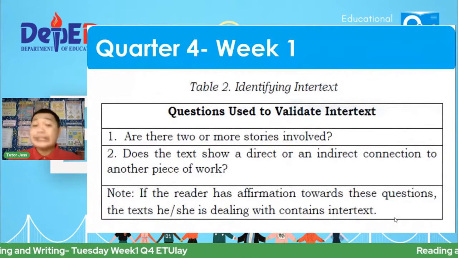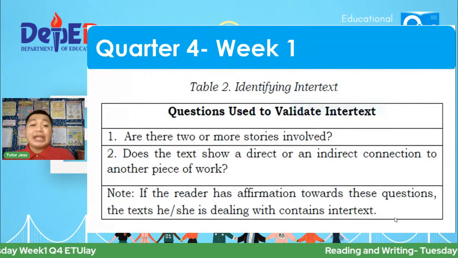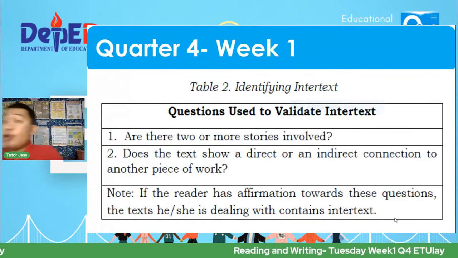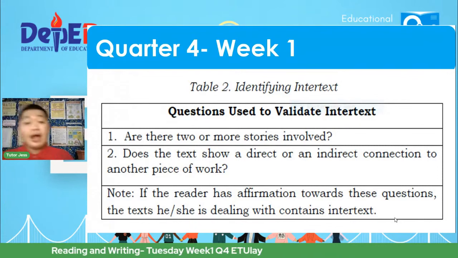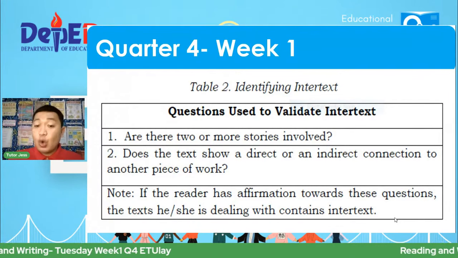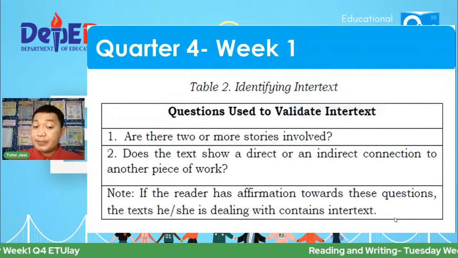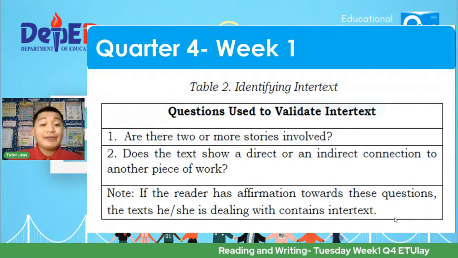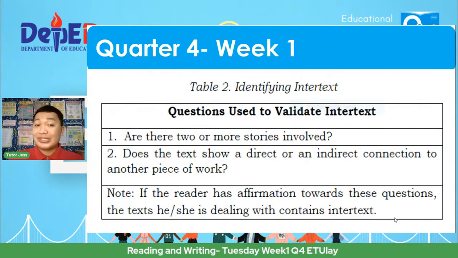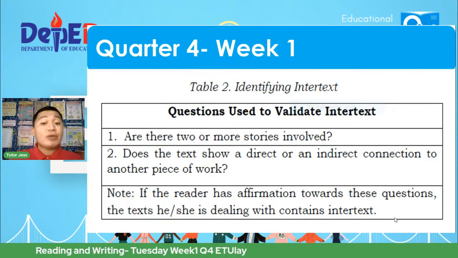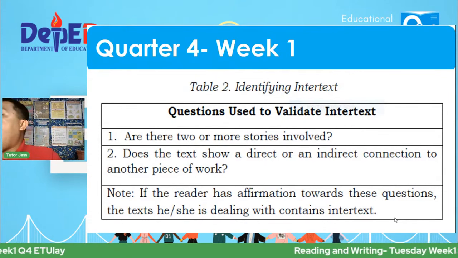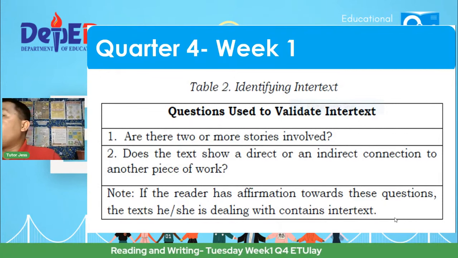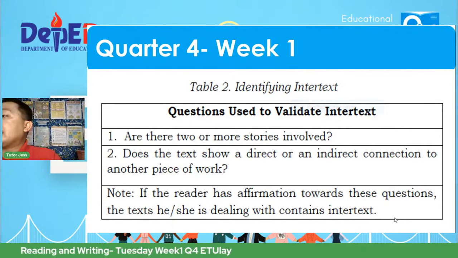This is how to identify the intertext. Are there two or more stories involved? Okay, meron ba mga stories involved out of it? Does the text show a direct or indirect connection to another piece of work? Note, if the reader answers yes to these questions, the text he or she is dealing with contains intertext. Kapag andito yan, yung mga question, kapag is it yes, so meaning to say, there is an intertextuality of the text.